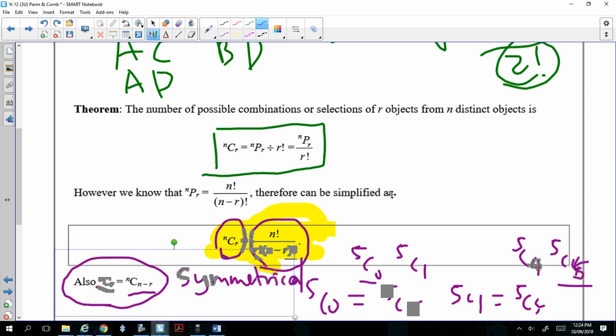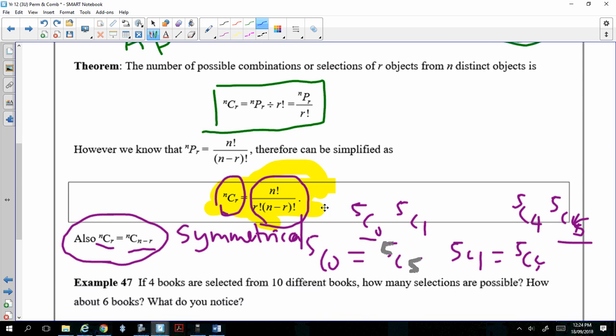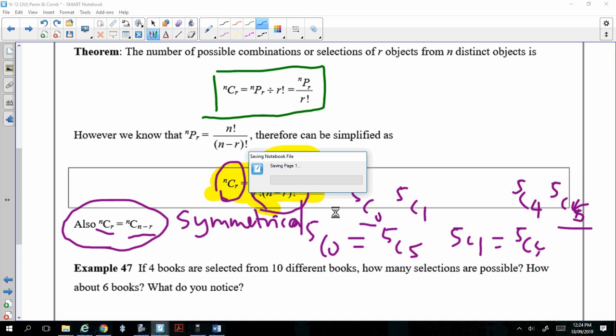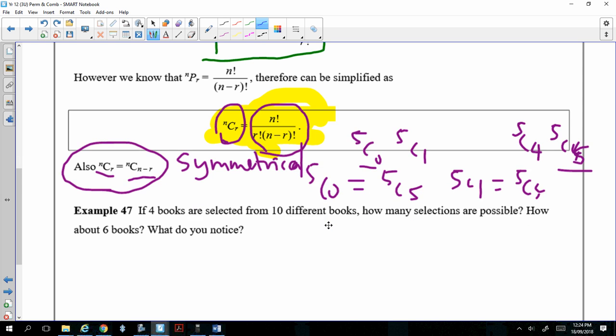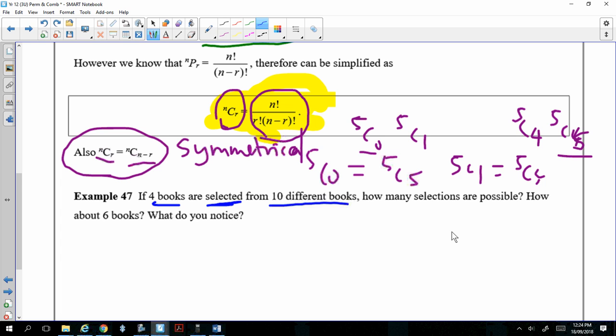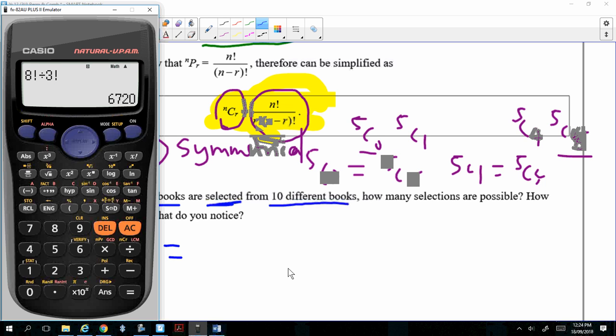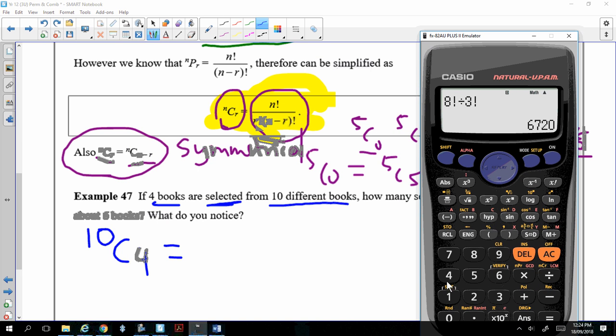Okay, so 4 books are selected from 10 books. Remember the keyword select. How many selections are possible? You just have to do 10C4. So how many ways of selecting 4 different books from 10 books? So you go 10C4, 210 ways to select 4 different books from 10 books.